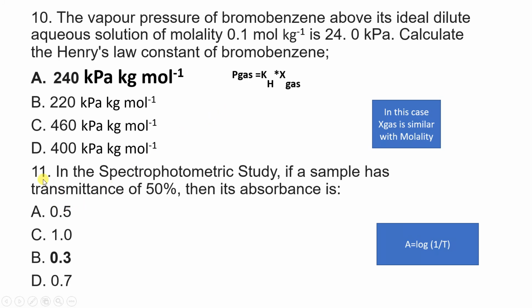Then the next question. In a spectrophotometric study, if a sample has transmittance of 50%, then its absorbance is, as you know, absorbance is related to transmittance by the formula absorbance equals log of 1 by transmittance. Just substitute 50% in place of T, you will get log 2, and log 2 is 0.3.